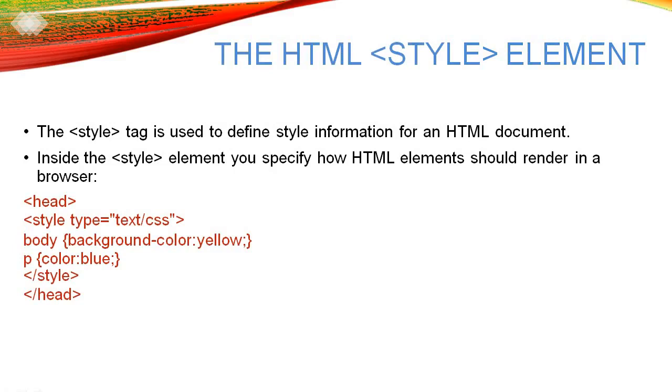HTML style elements. The style tag is used to define style information for an HTML document. Inside the style element, you specify how HTML elements should render in a browser. So here is the head where you mention some style tags which define the information of an HTML document: body, where they mention their color, paragraph color, end of style and end of head tag.